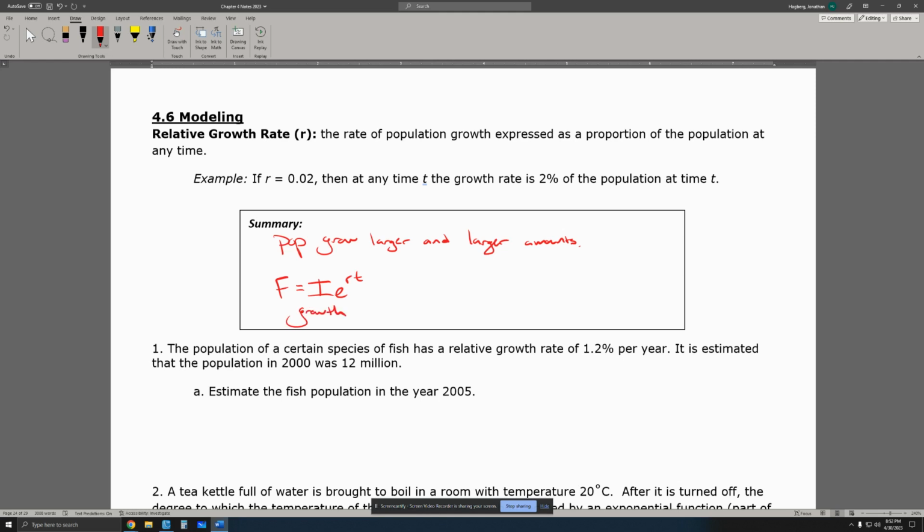If I wanted to show exponential decay, or a population that's decreasing, this would be represented as f equals our initial amount, e, our decay factor, to the negative rt, where that r value, that rate, is negative, and this would denote decay, or in other words, a decrease in population.